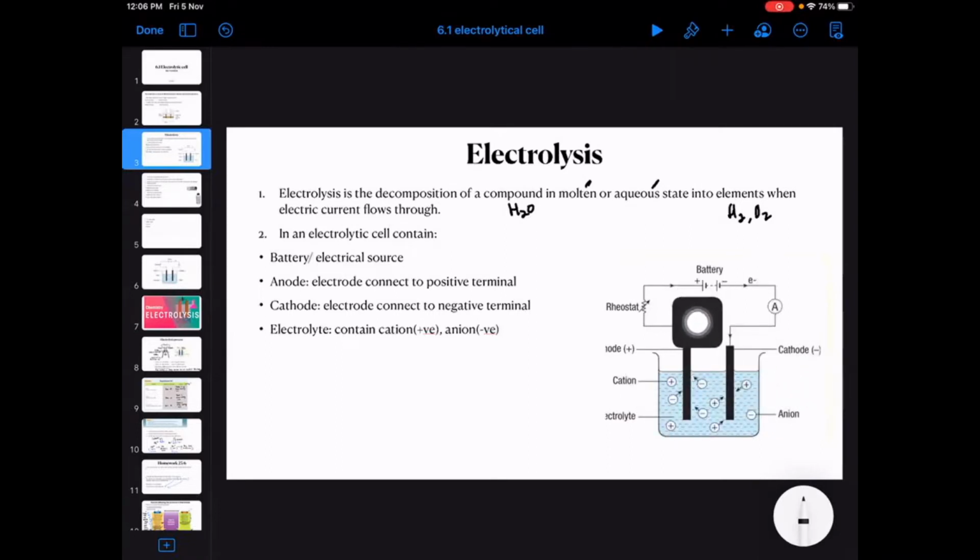So when the wire connects to the battery, the electricity starts to flow. The electricity flows in the form of electrons. The electron will flow in the wire, go to the electrode, go to the solution, then go to another electrode, and then go through the wire and back to the battery. So this becomes an electric circuit. When the electrons are able to move through, the electric current is able to move through this whole setup.